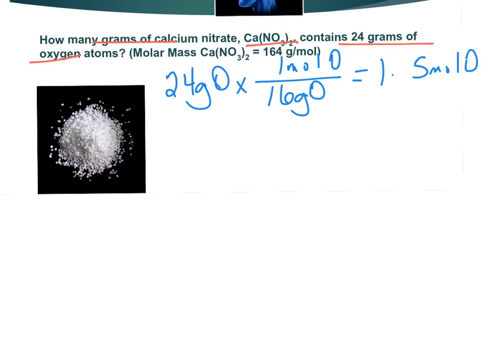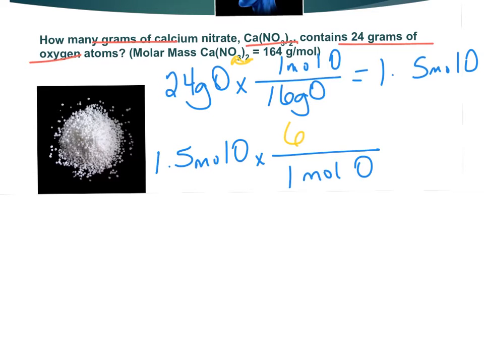Okay, and so then that's our new given. But I want to know about calcium nitrate. So this 1.5 moles of oxygen, and we need a mole ratio. So for every 1 mole of oxygen, there is how many in this compound? So we have to come up here and look at this compound and say, well, there's 3 here, but there's 2 out here. So we're really multiplying. So 3 times 2 is 6. Sorry, the 6 is going down here. There are 6 moles of oxygen in every 1 mole of this compound.